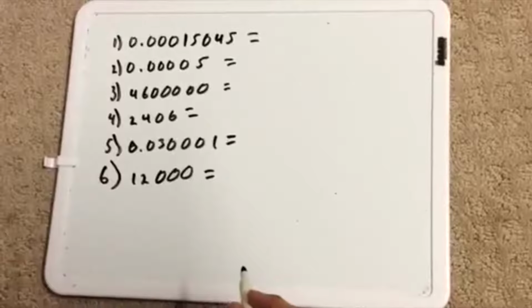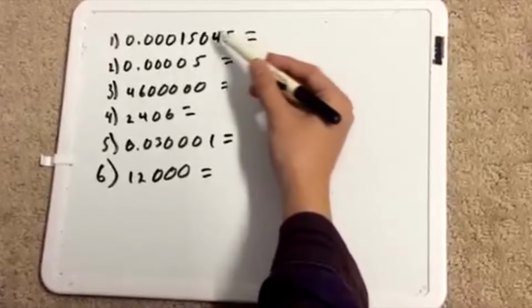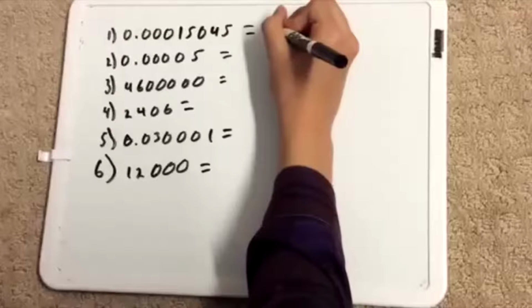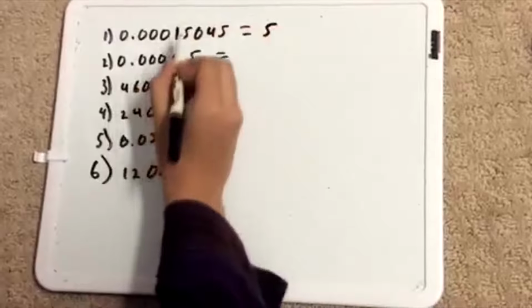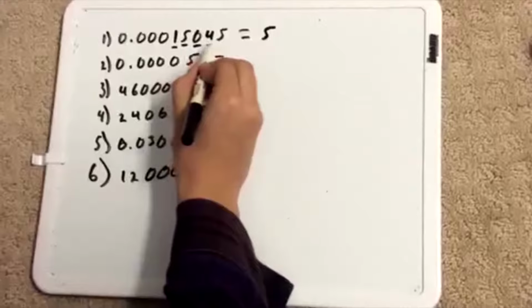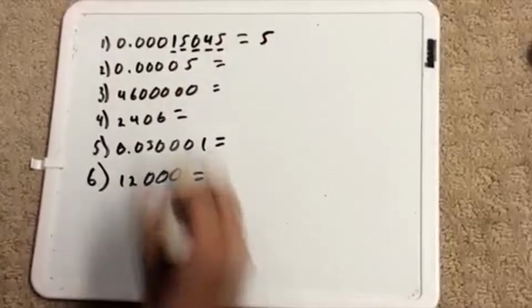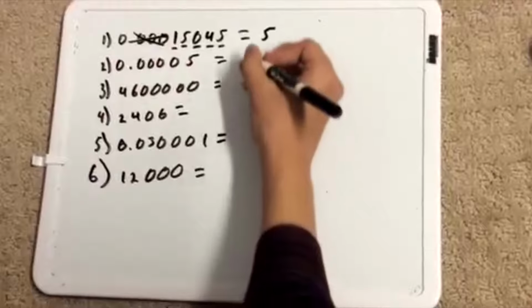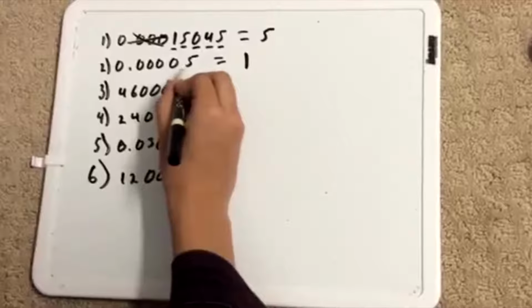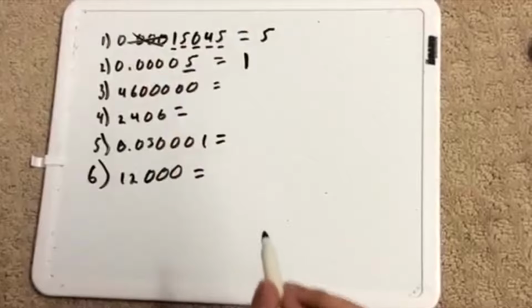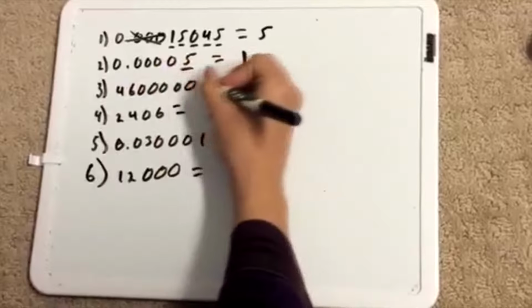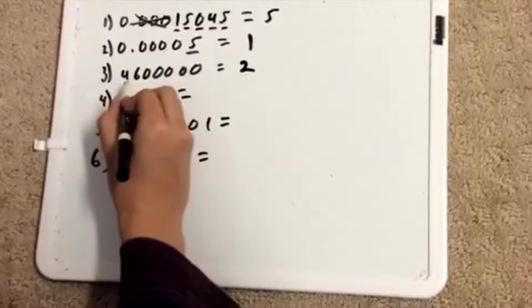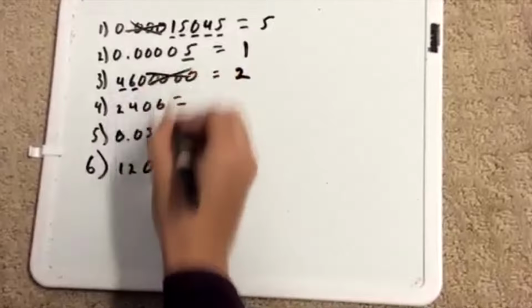Now, let's see if you guys have done this correctly. So, for number 1, how many significant numbers are there? For number 1, there would be only 5 because these numbers are significant figures, excluding these zeros right here. For number 2, there will only be 1 because 5 is the only significant number there is. For number 3, there would only be 2 significant numbers because of 4 and 6, excluding these zeros.